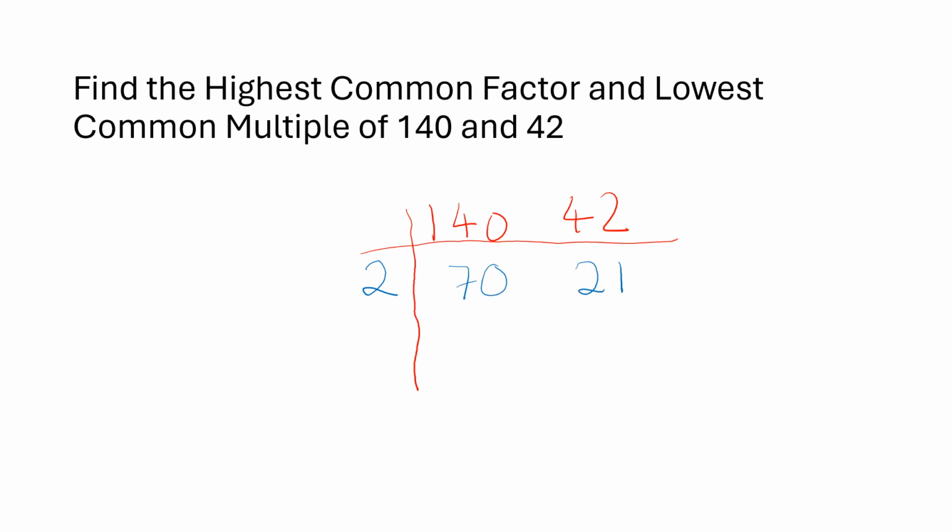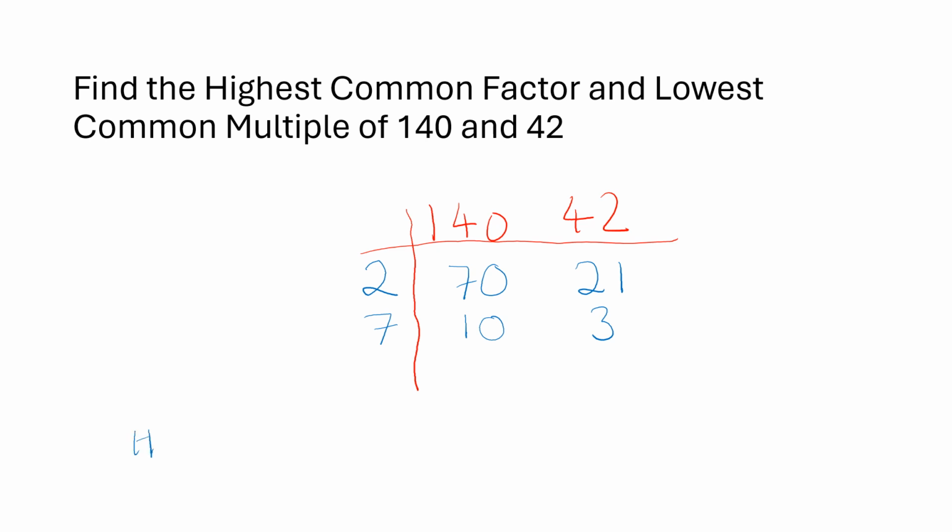Again, I'm looking for common factors. I can see 7 goes into both of these. I happen to have taken out a prime. It doesn't have to be prime. So I'll divide this by 7 and I get 10. And I'll divide this by 7 and I get 3. Now these two numbers, 10 and 3, are co-prime. They have no factors in common, which means I stop and I'm ready to now write down my HCF and LCM.